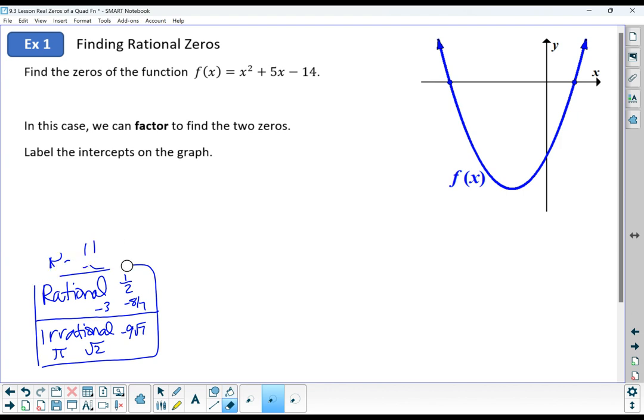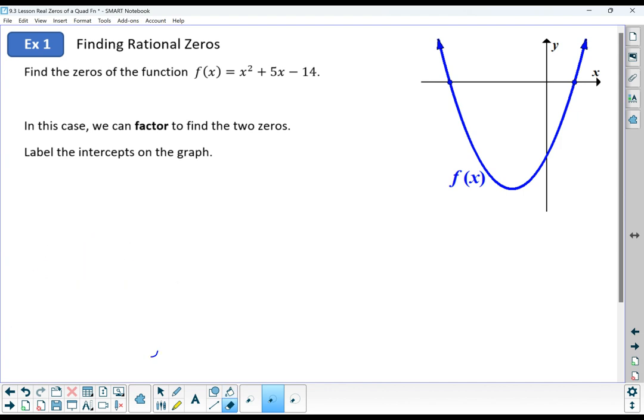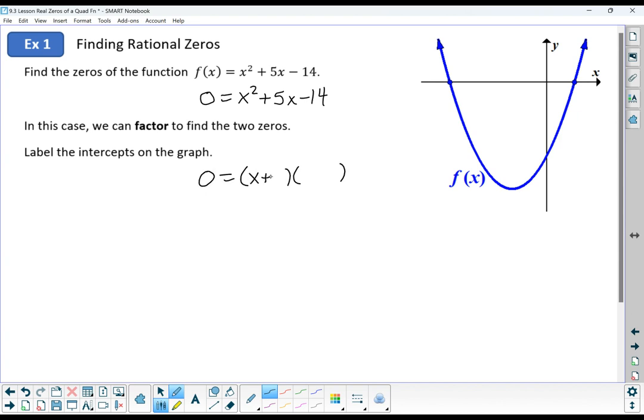Okay, it says find the zeros of the function f of x is equal to x squared plus 5x minus 14. Remember, the way that we can find zeros is to solve the related equation. In this case, 0 equals x squared plus 5x minus 14. This equation happens to be factorable, so we can use factoring as our method of solving it.